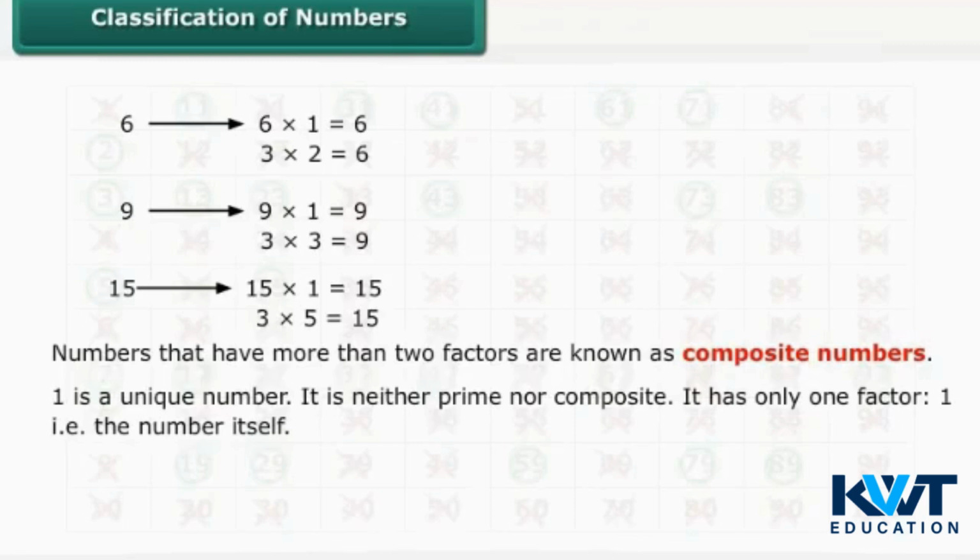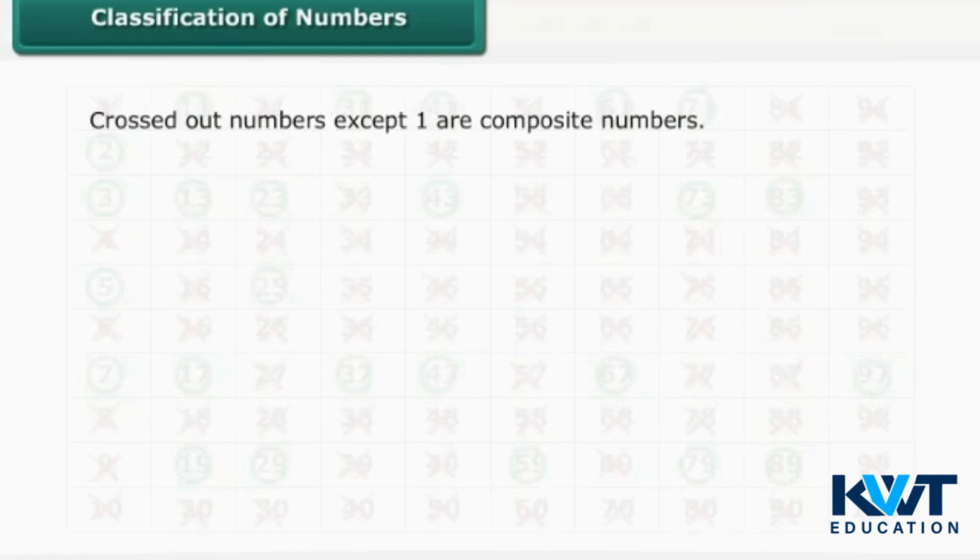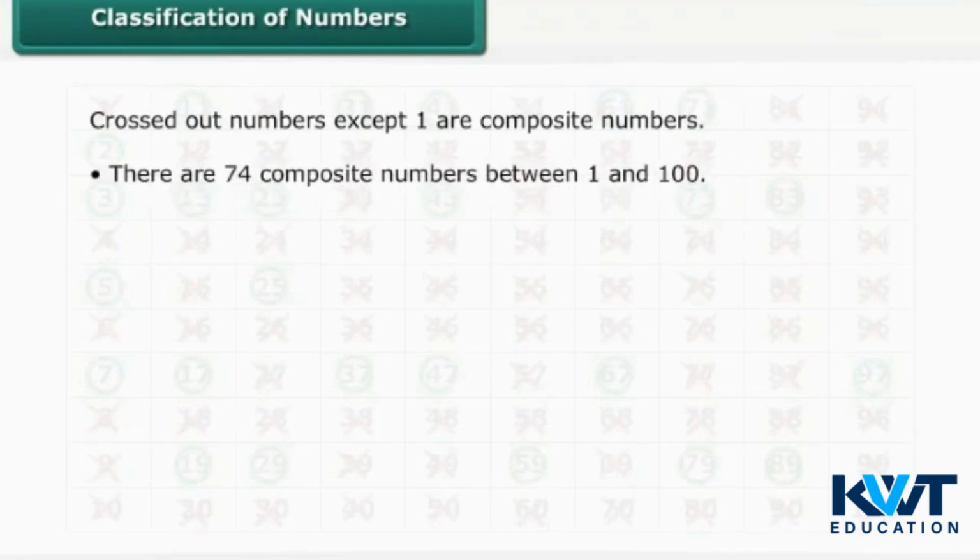It is neither prime nor composite. It has only one factor, 1, that is, the number itself. Let us consider the sieve of Eratosthenes. Crossed out numbers except 1 are composite numbers. There are 74 composite numbers between 1 and 100.